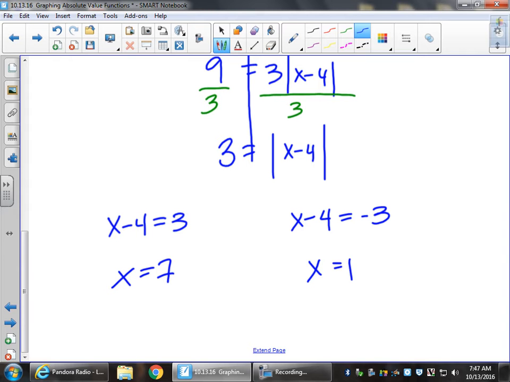So let's test them out. If x equals 1, what's 1 minus 4? What's the absolute value? Negative 3. 3. And if x equals 7, 7 minus 4? 3. So for these, when we are substituting in for the output and solving for x, with absolute value functions, we will always have two answers.